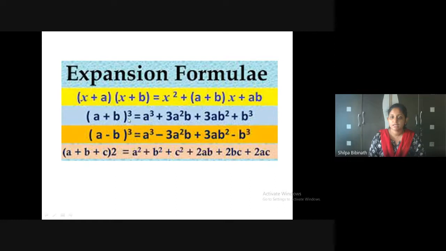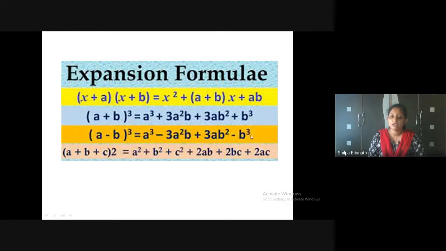Similarly, (a plus b) the whole cube. If you need to expand this, what are you going to write? a cube plus 3a square b plus 3ab square plus b cube. Next, if it is a minus sign, what are you going to do?